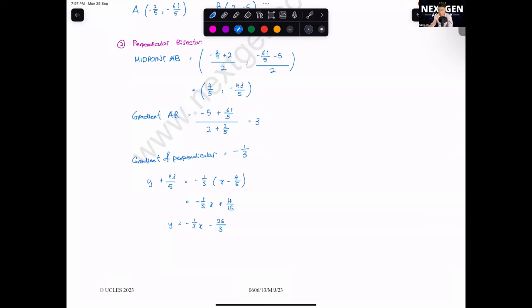Now we want to sub in C. The C value that they gave us is (a, negative 8). So I'm going to sub in negative 8 equals negative 1 over 3 a minus 25 over 3. Rearrange the entire equation, and the a you get is negative 1.